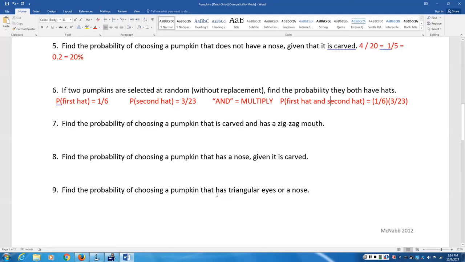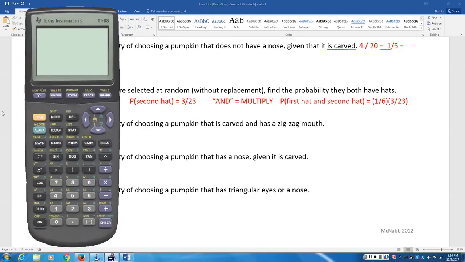So 1/6 times 3/23, again, I'm going to use the calculator, I don't expect you to do otherwise, but I am going to warn you, you need parentheses. You do not type in 1 divide 6 times 3 divide 23, because you will not get the right answer. You need the parentheses.